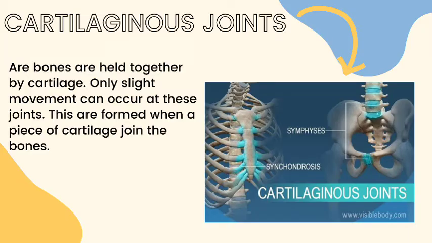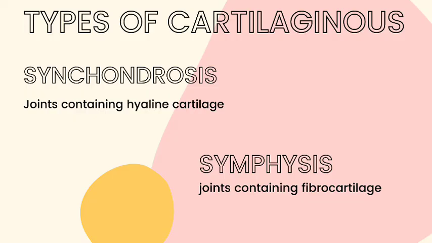Cartilaginous joints are bones held together by cartilage. Only slight movement can occur at these joints, and these are formed when a piece of cartilage joins the bones. Two types of cartilaginous joints: synchondrosis, joints containing hyaline cartilage, and symphysis, joints containing fibrocartilage.